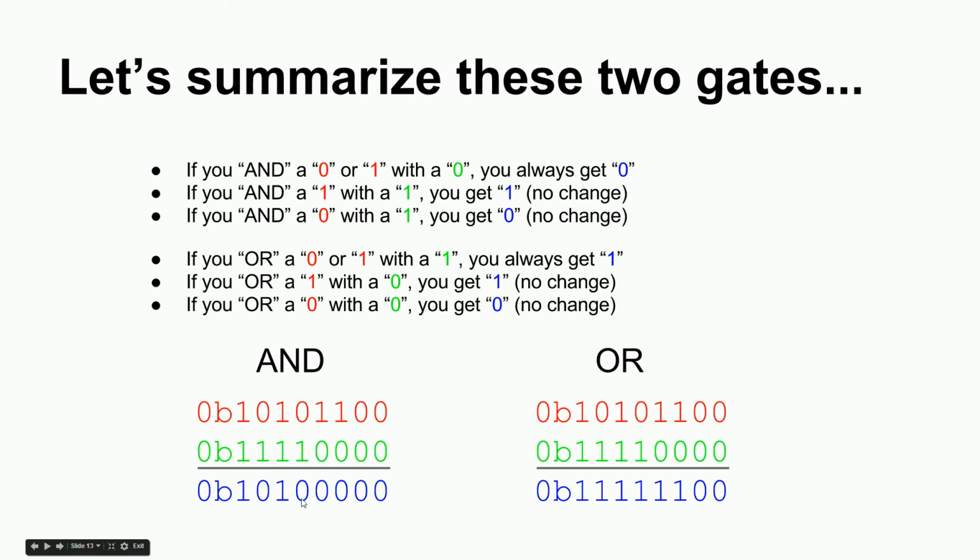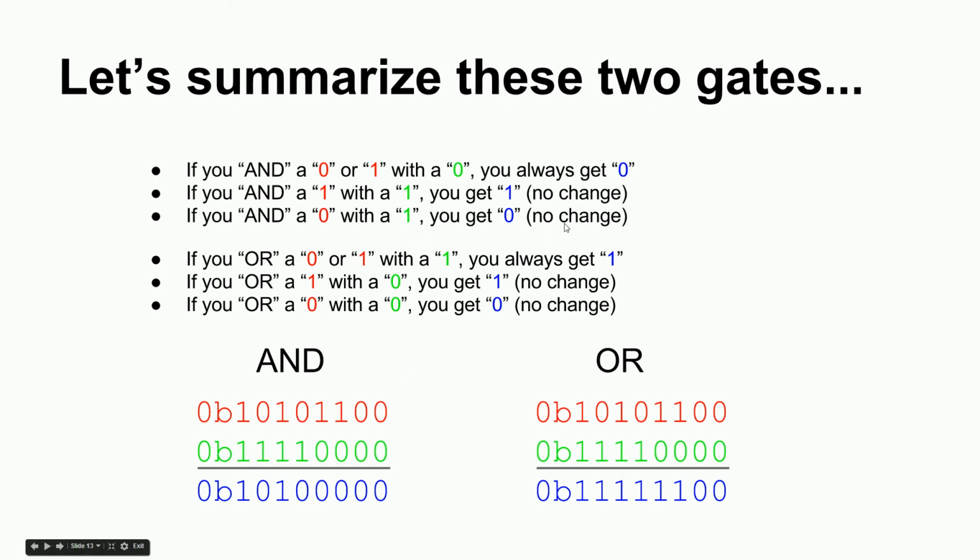1010 up here, 1010 down below. ORing with a 0 gets no change. So here we're in the OR gate. Here's the ORs with zeros. Yep, 1100, 1100 output. So that appears to be correct. And you can pause the video and confirm the other.